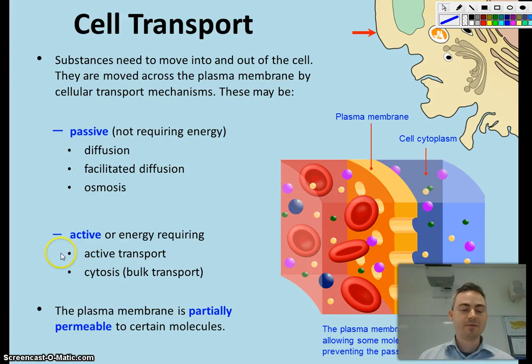Again, we've looked at these before, but just to recap, we can classify these as being passive or active modes. Passive modes don't require any energy, so that includes diffusion, facilitated diffusion, and osmosis. Those modes that are active require an input of energy, and that's going to be in the form of ATP, which is our great energy molecule that we find in living organisms. Those include active transport and cytosis, which you'll sometimes see just written as bulk transport.